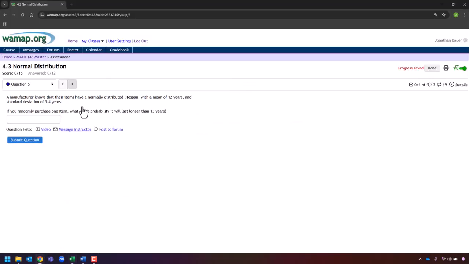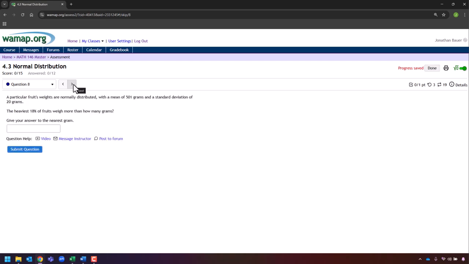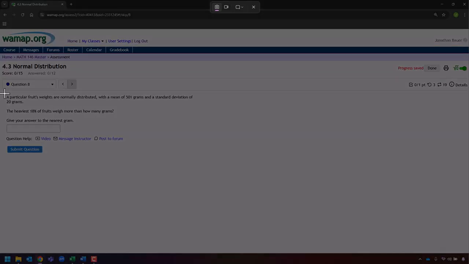I'm going to see here if I have time to squeeze one more question in. And I want to get to one. We're loading. Okay. A particular fruit's weights are normally distributed with a mean of 501 grams and a standard deviation of 20 grams. The heaviest 18% of fruits weigh more than how many grams? Give your answer to the nearest gram.